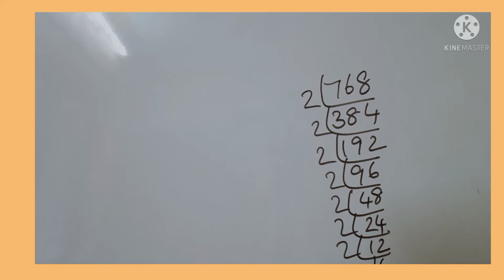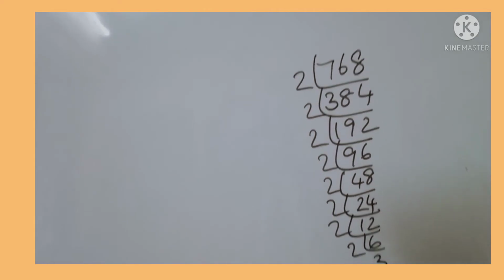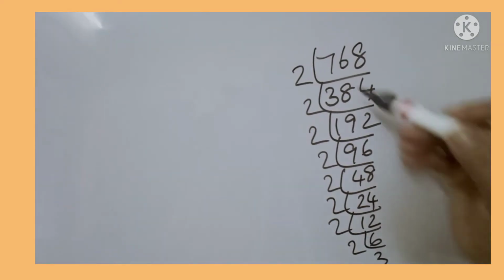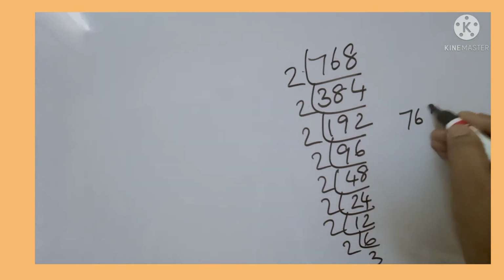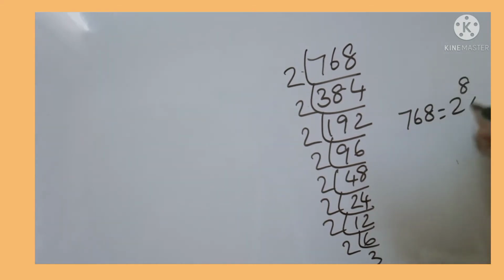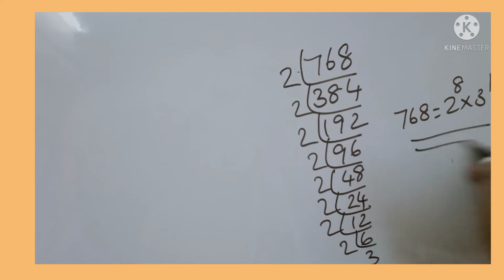So how many 2s are there? Here we can say 1, 2, 3, 4, 5, 6, 7, 8. So 768 is equal to 2 raised to 8 into 3 raised to 1. So we completed question 4 from exercise 13.2. Then only one more set from this exercise.